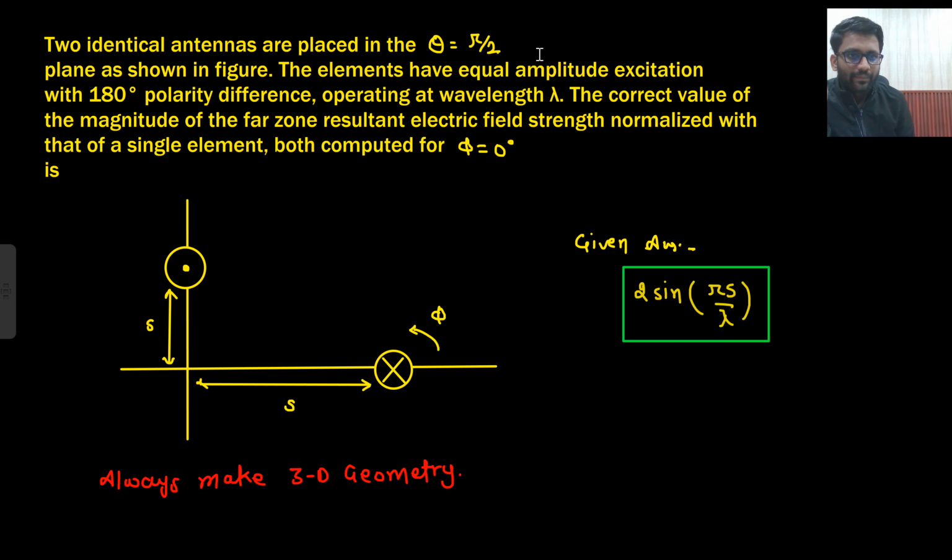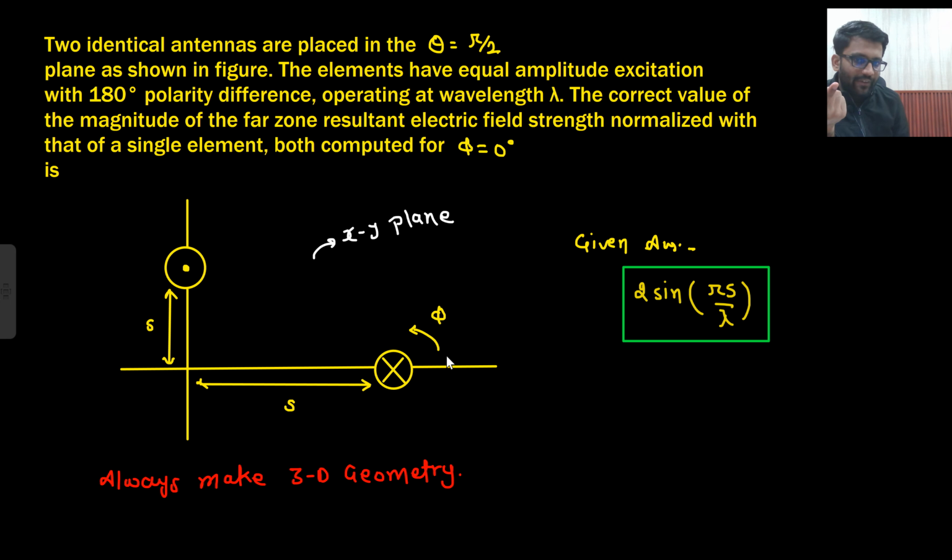Z axis, and how do I make my 3D geometries? Z, Y and X. This is my Z, this is my Y and this is my X. And what is the theta? Theta is the angle measured from Z axis. So they are saying theta equals to pi by 2. That means what is this? This is your XY plane. Say yes or no. Theta equals to pi by 2 they are saying, no. So this has to be your XY plane.